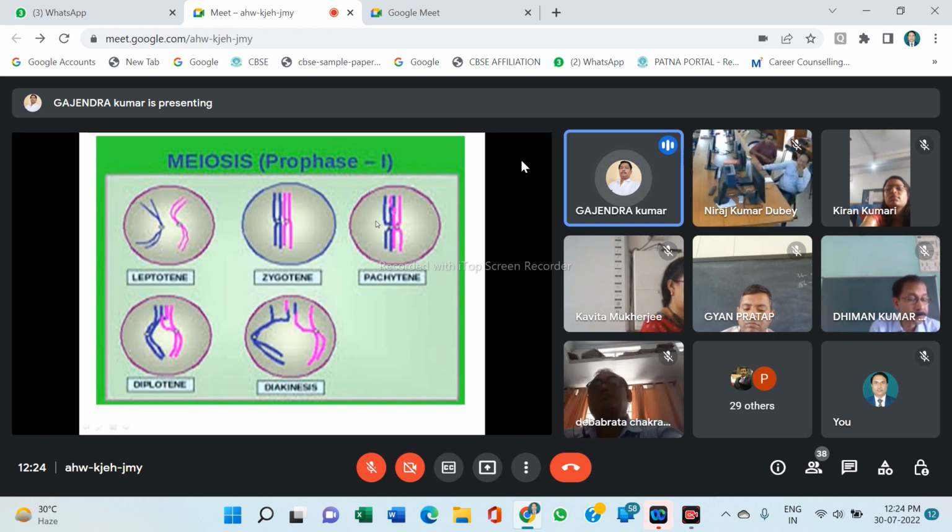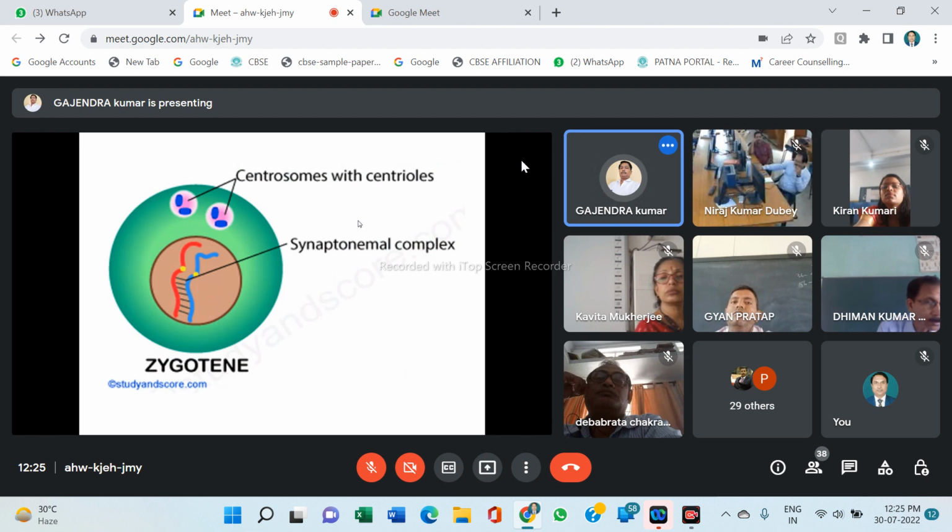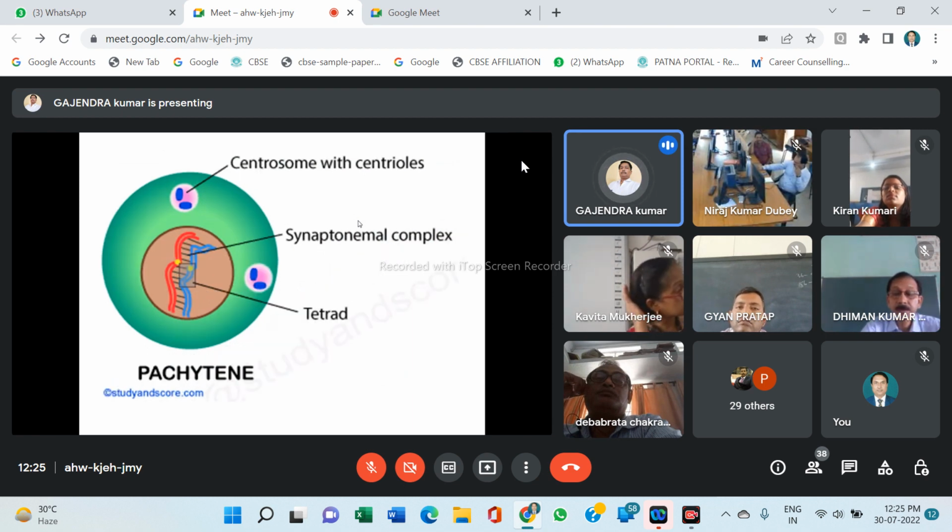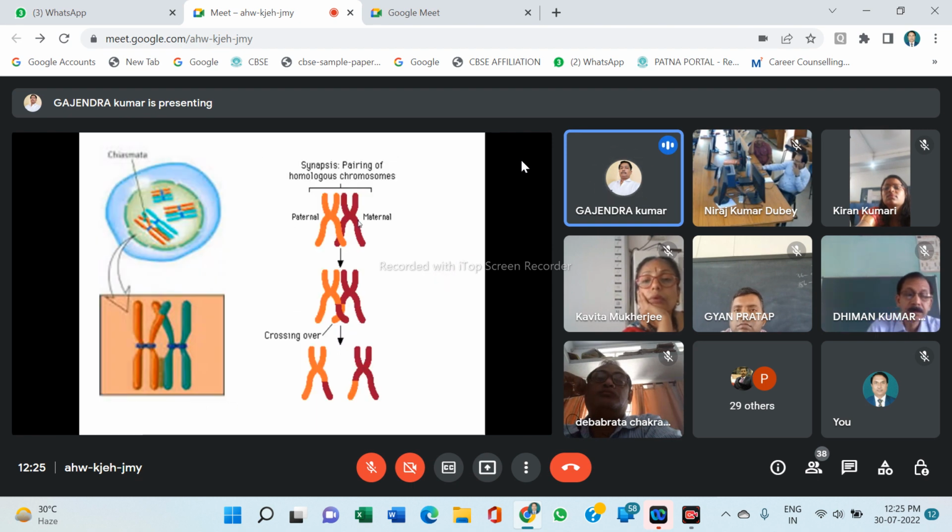In the crossing over, what is going to happen? Non-sister chromatids cross and overlap each other, and an X-like band is formed. This X-like band is called chiasmata, and this feature is called crossing over. Here we can find and understand this crossing over.